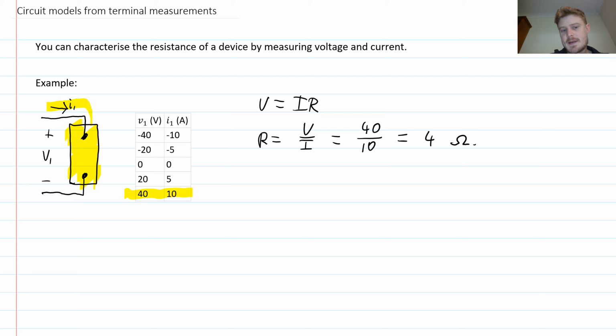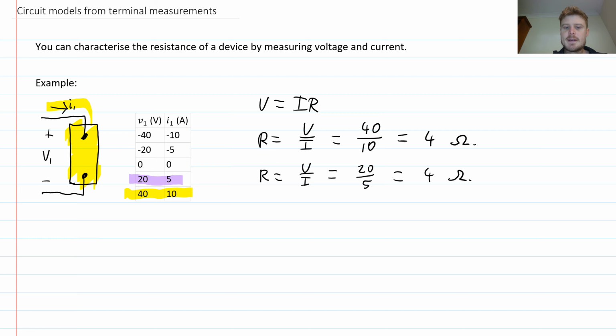I could also have taken one of the other values of that experiment. For instance, V over I, let's say this next one over here, then I would have 20 divided by 5, and I get the same answer of 4 ohms. I get the same answer here because this material is a true ohmic resistor.